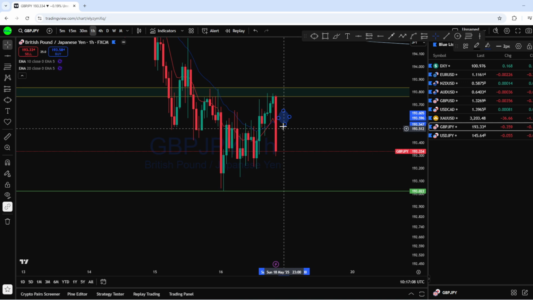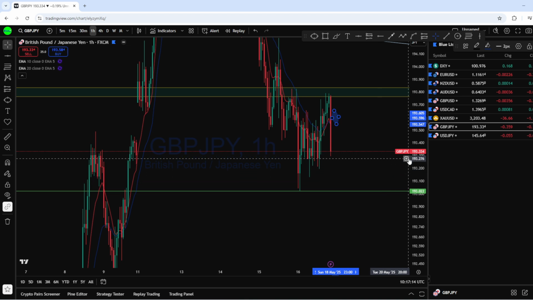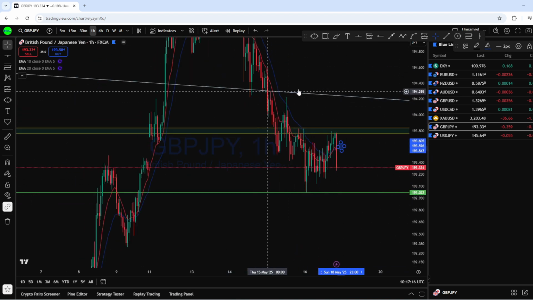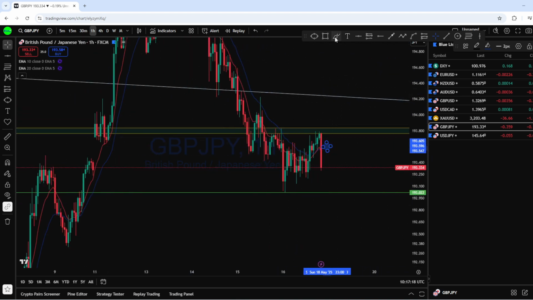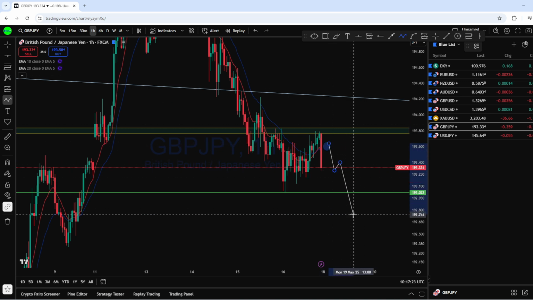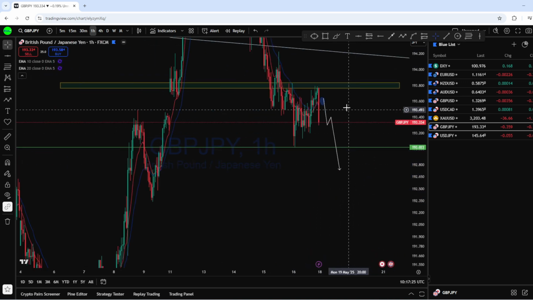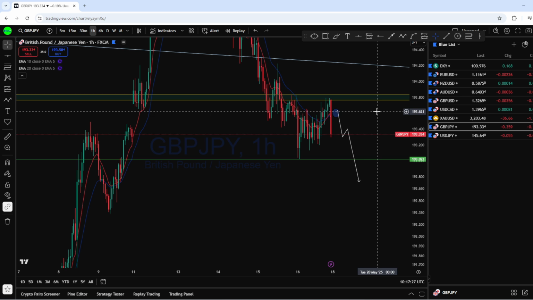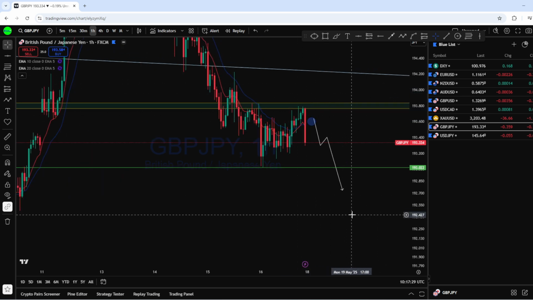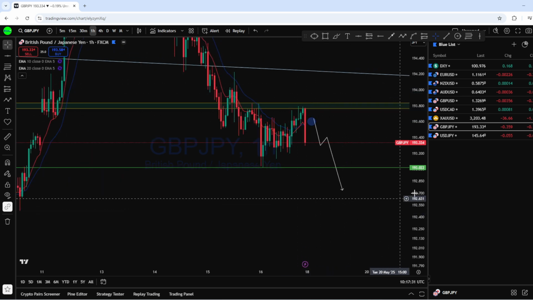If we see that the pullback is not an immediate bounce back up, we may see the market drop again. So this is the downtrend at the moment, and in that area, as soon as you see suitable price action confirmation on GJ, we can look for a potential selling opportunity in this market, possibly for this drop to create a new lower low.